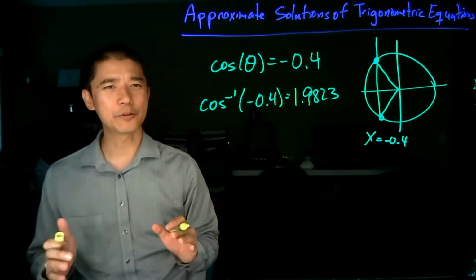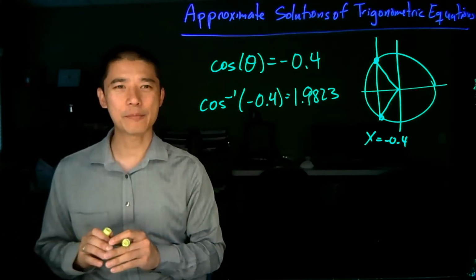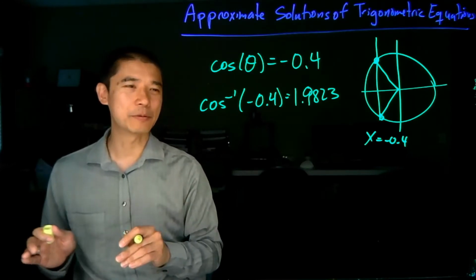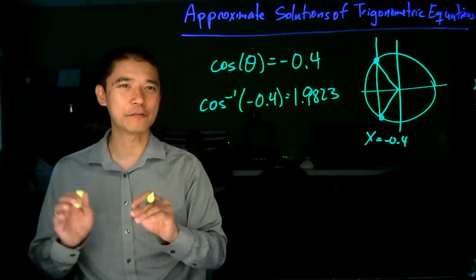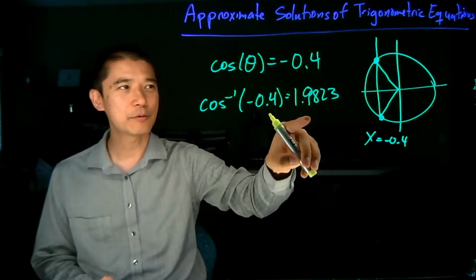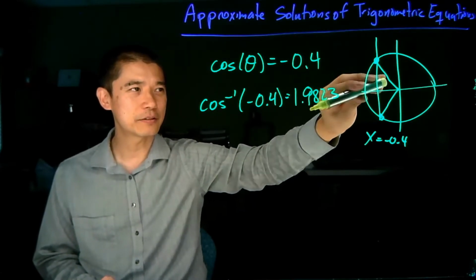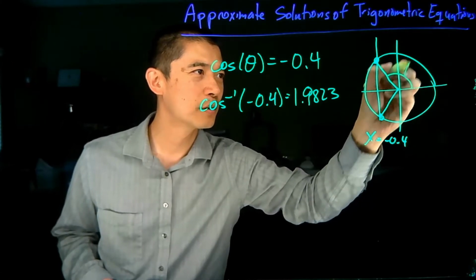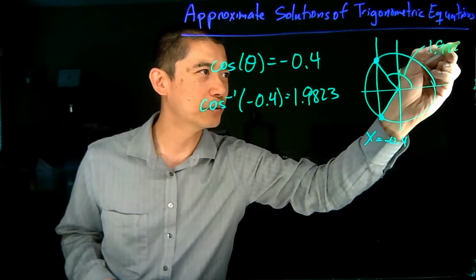Well, there are a couple ways of looking at it, and probably the clearest one is to think about the inverse cosine function itself. What was the range of the inverse cosine function? The inverse cosine function gave us a value from 0 to pi. This number right here, if it's going to be one of these angles from 0 to pi, that's a solution. It's got to be this one, 1.9823.